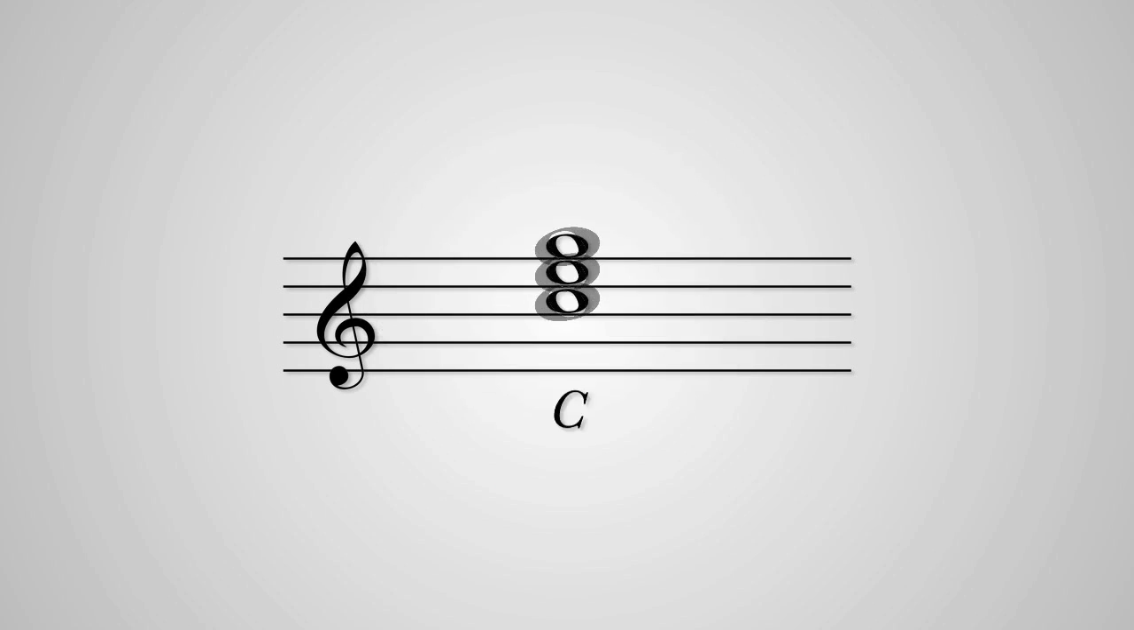Starting off, we have a major chord. You can make a major chord by taking the first, third, and fifth notes of a major scale, and you can make a minor chord by doing the same to a minor scale.